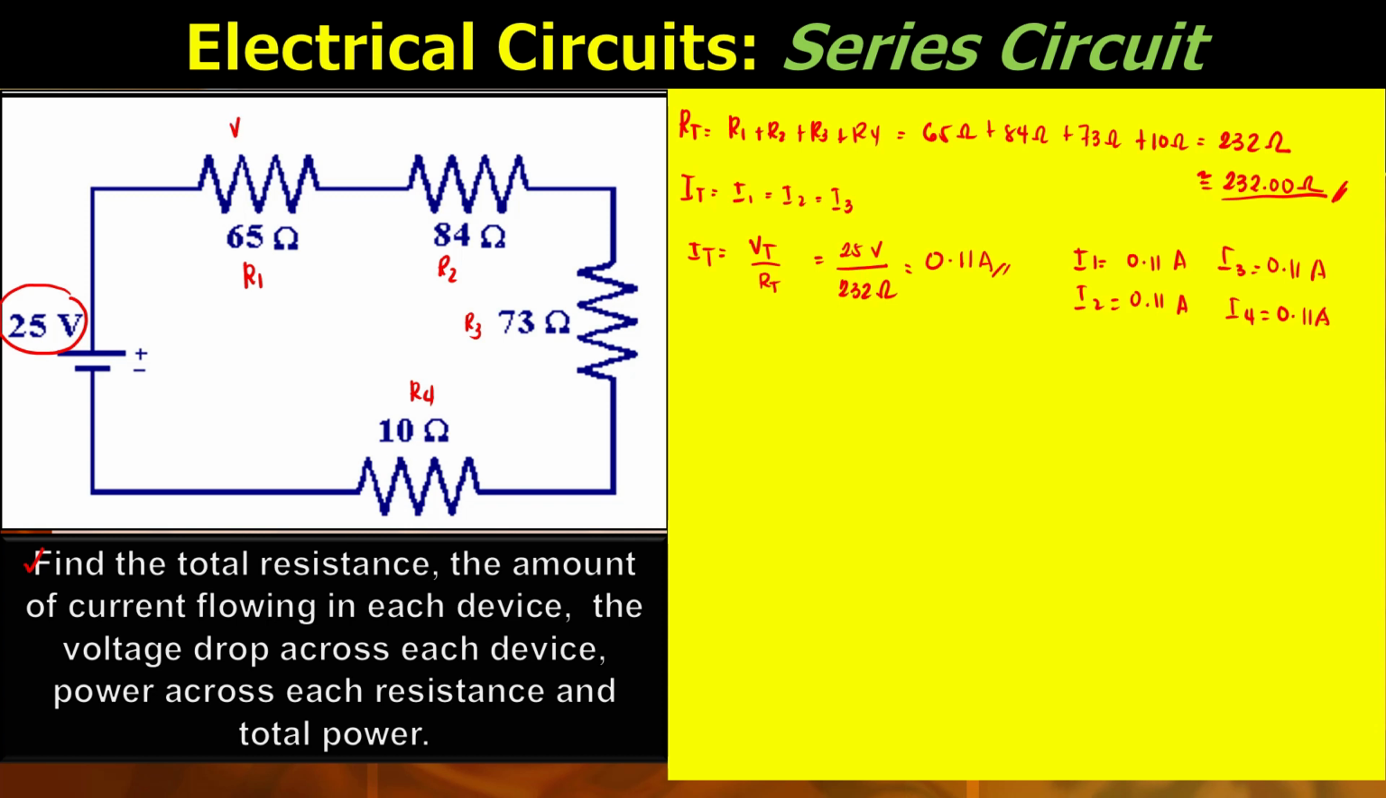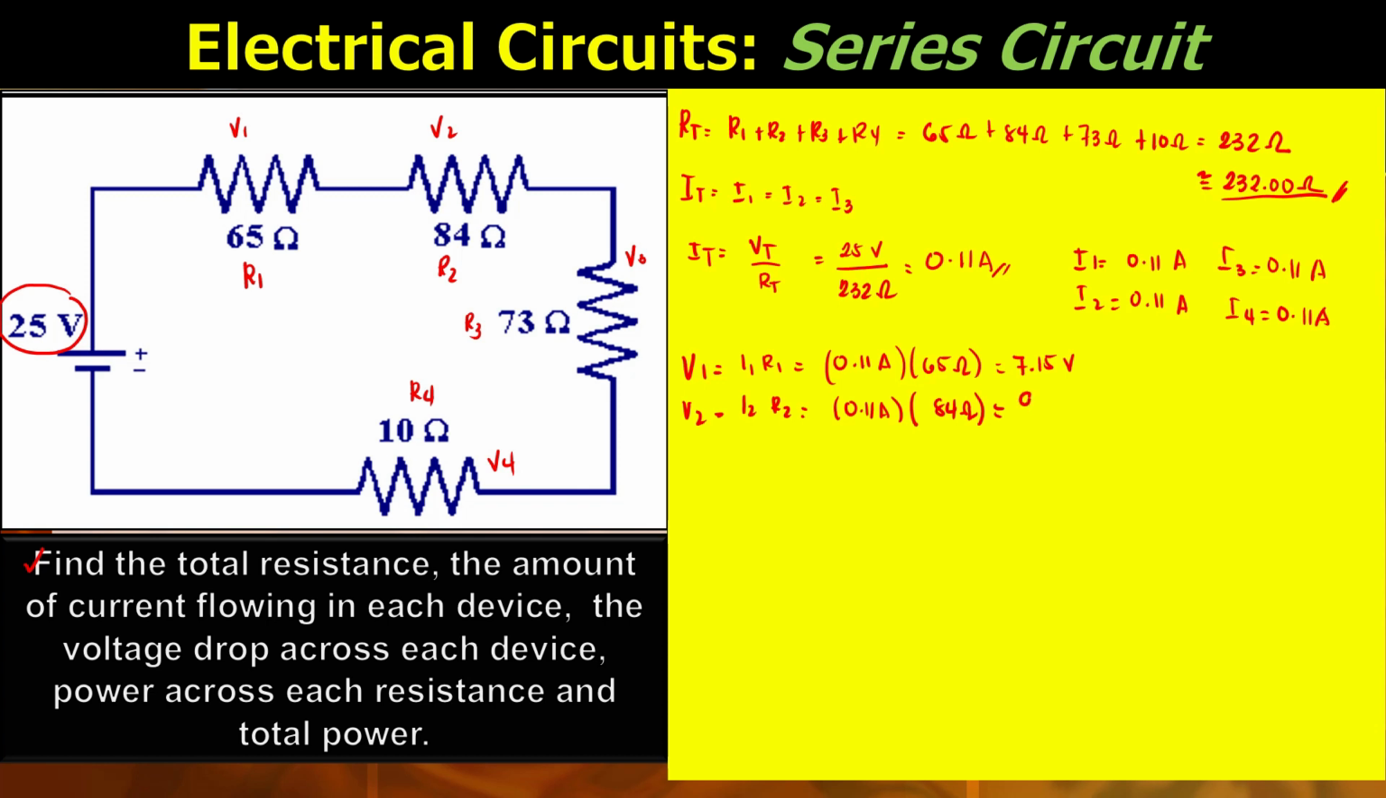So we need to solve for V1, V2, V3, and V4. To solve for V1, we can use the formula V1 is equal to I1 R1. So we have 0.11 ampere times 65 ohms. So the answer will be 7.15 volts. For V2 naman, we have I2 R2. So the same 0.11 ampere times 84 ohms.